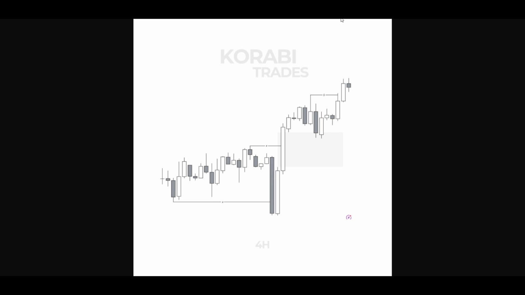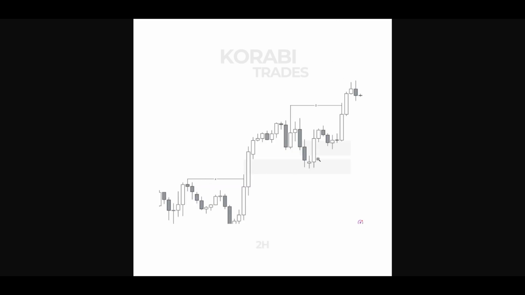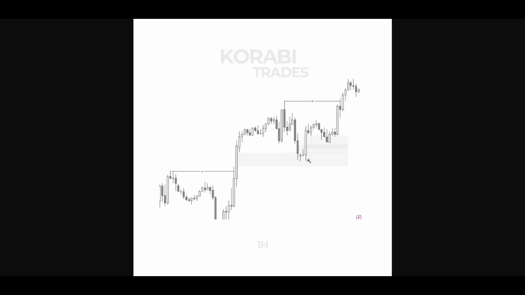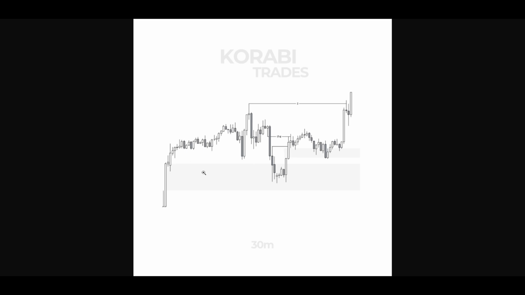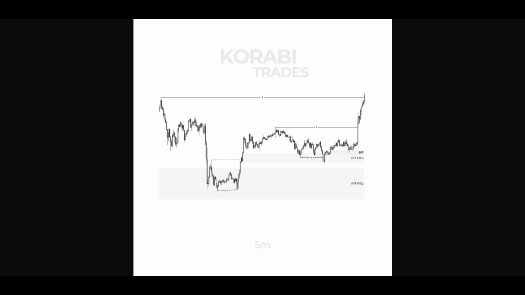So this is the 4 hour. Look at the 2 hour, perfectly lining in between: inversion, fair value, straight to the high. Again, 1 hour, inversion, fair value, straight to the high, multi-time frame alignment. Again, 30-minute, multi-time frame alignment, inversion, fair value, straight to the high. Again, now you know exactly where your point of interest sits.